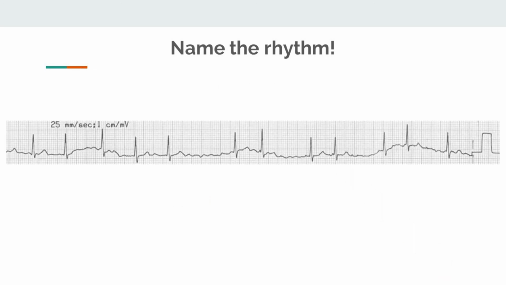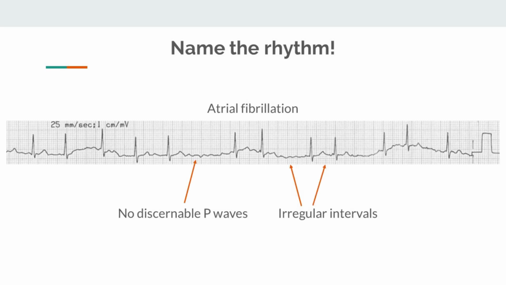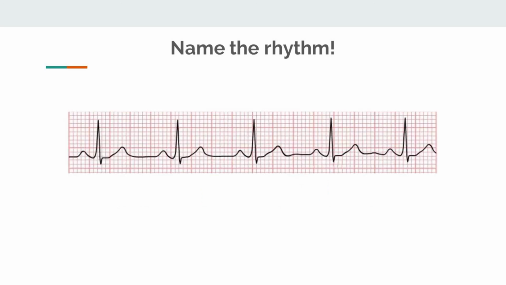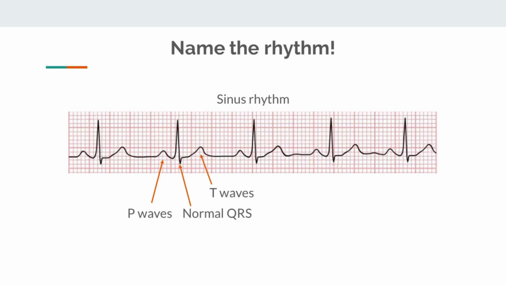What about this one? Which rhythm do you see? This one is atrial fibrillation. There are no obvious P waves, and the heartbeat is occurring at irregular intervals, making it an irregularly irregular rhythm. Okay, now let's check out this one. This one is normal sinus rhythm. You see a normal looking P wave at the beginning of the heartbeat, then a normal looking QRS complex, followed by a normal looking T wave. You also have regular spacing between the heartbeats, all of which makes it a totally normal rhythm.